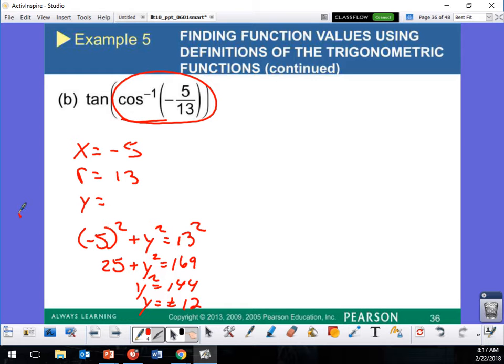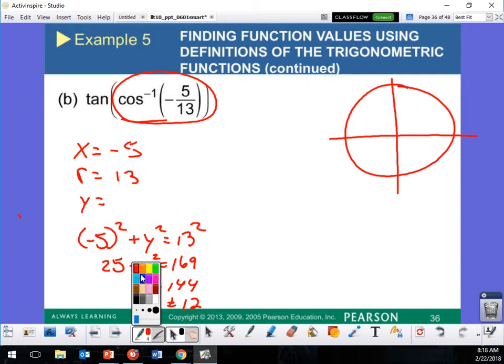How do you know which one? Don't know yet. R can't be negative, but let's take a look here. I'm given the cosine. We know cosine is in what quadrants? If you looked previously, I had some restrictions on cosine. Cosine has a domain from 0 to pi, so cosine goes from 0 to pi.